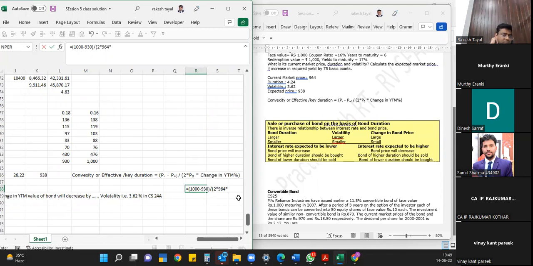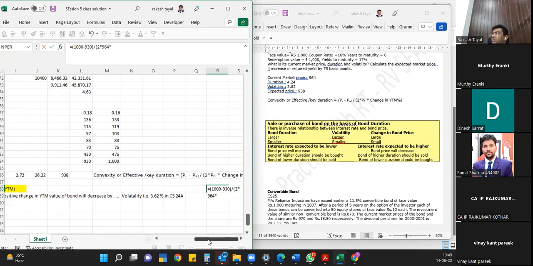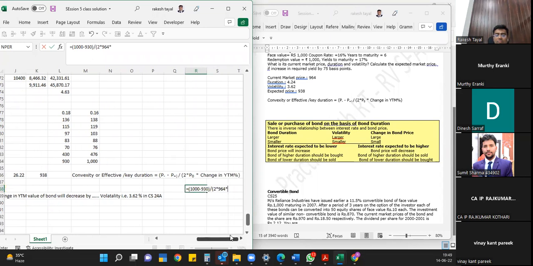What is the change in YTM? 2%. Anyone else? What is the change in YTM? No, change in YTM. What is the change in YTM in this formula? What we have done? We have done from 17 to 18 and 17 to 16. It's 1%. Yes, 17 to 18 and 17 to 16. Right. So we have 1%, only 1%, right? So this is the key duration or modified duration, 3.63.